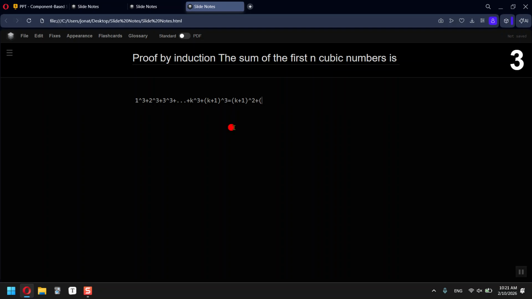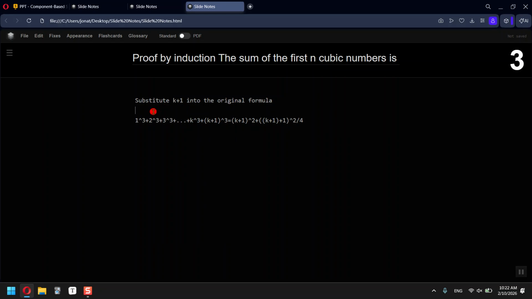Okay. So the thing we are doing here is basically substituting k plus 1 into the original formula that we want to prove. And now we have to prove that these two sides are equal, right? Now we're just assuming that k is correct. Yes.